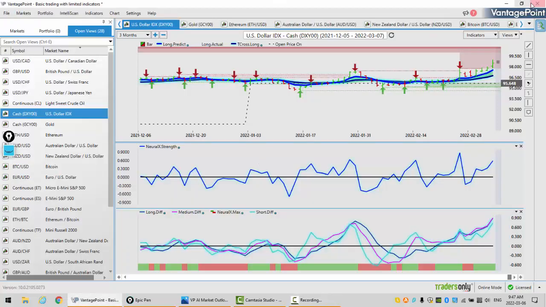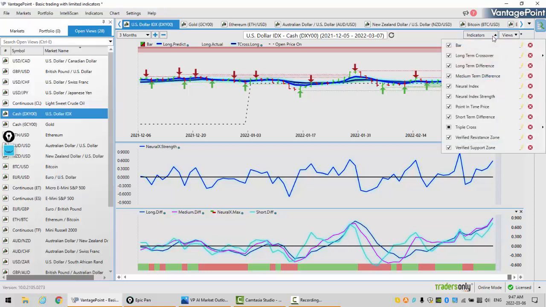Now, to get started this week, the indicators we're going to be using in our trade setup, I'll bring this up so everybody can see. We're using bars, not candles. We have our long-term crossover, our long-term predicted difference, medium-term predicted difference, our Neural index strength, a very interesting indicator, our point in time set to the yearly opening price, our short-term predicted difference and our triple EMA cross. Of course, I've modified the triple EMA cross to deal with the current market volatility by removing the short and the medium term and focusing along the T-cross long. We also will be using the very popular verified support and resistance zones.